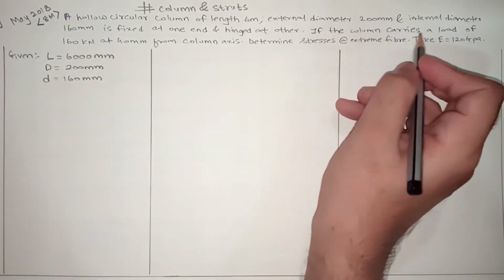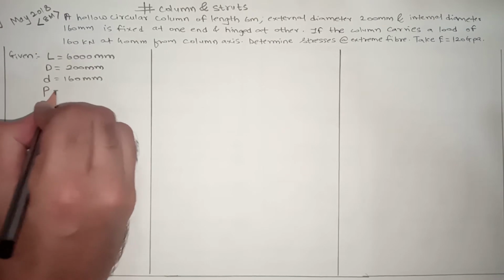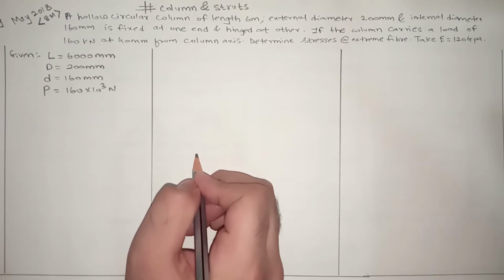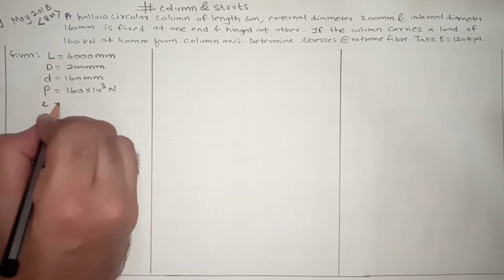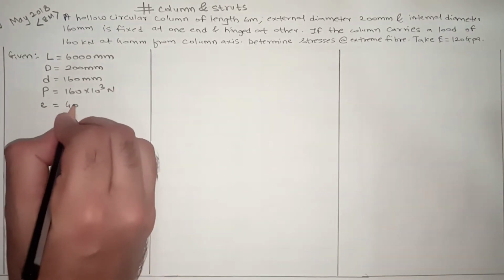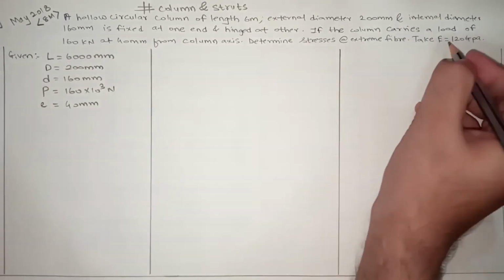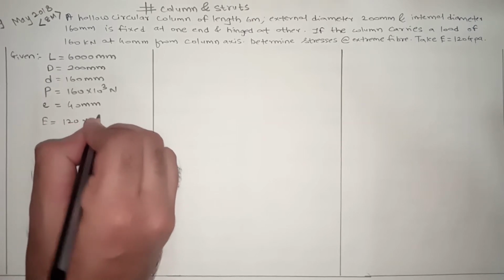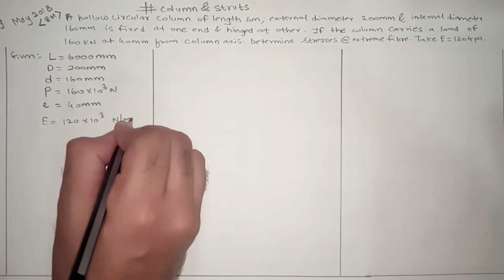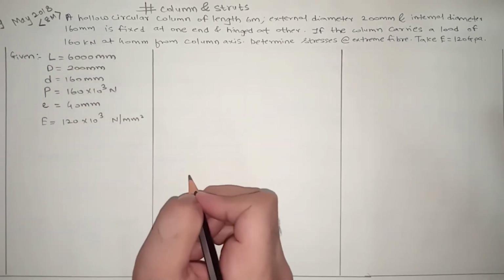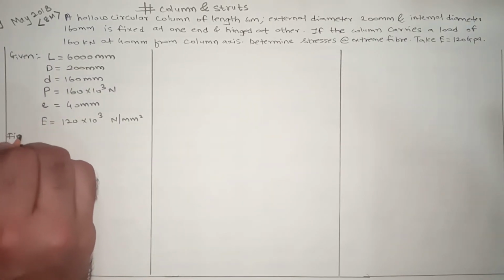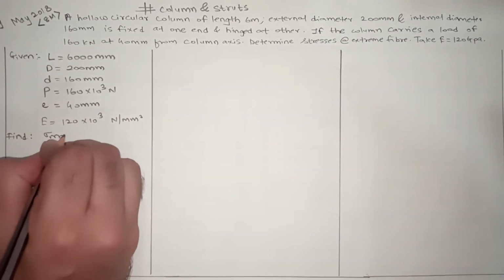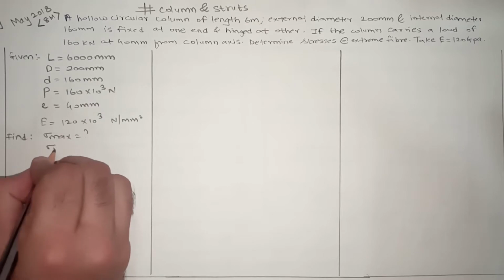In the question they have told it carries a load of 160 kilonewton. So load means P equals to 160 kilonewton, 160 into 10 raised to 3 Newton, and eccentricity is 40 mm, and capital E is equals to 120 GPa. So GPa becomes 10 raised to 3 Newton per mm square. So this is the given data. Now they have asked to find extreme stresses, so sigma max and sigma minimum.